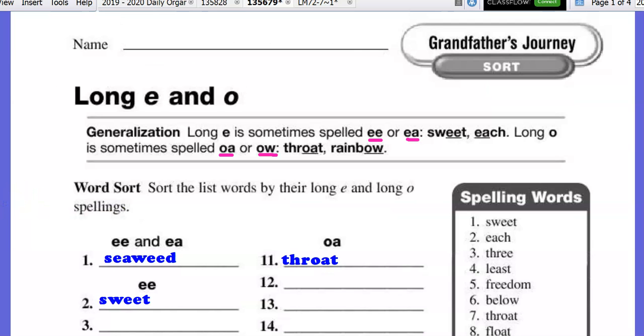Again, our patterns this week are long E, long O, spelled in many different ways. Hope this video helped with your homework tonight.